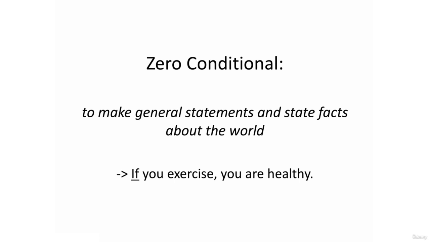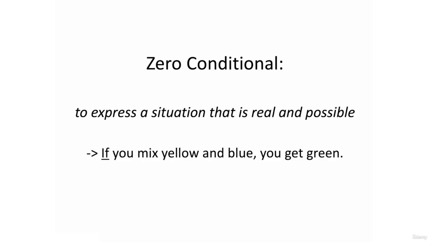We use the zero conditional to make general statements and facts about the world. These sentences always indicate something that is true now or always true. For example, if you exercise, you are healthy. We also use the zero conditional to express a situation that is real and possible. If you mix yellow and blue, you get green.